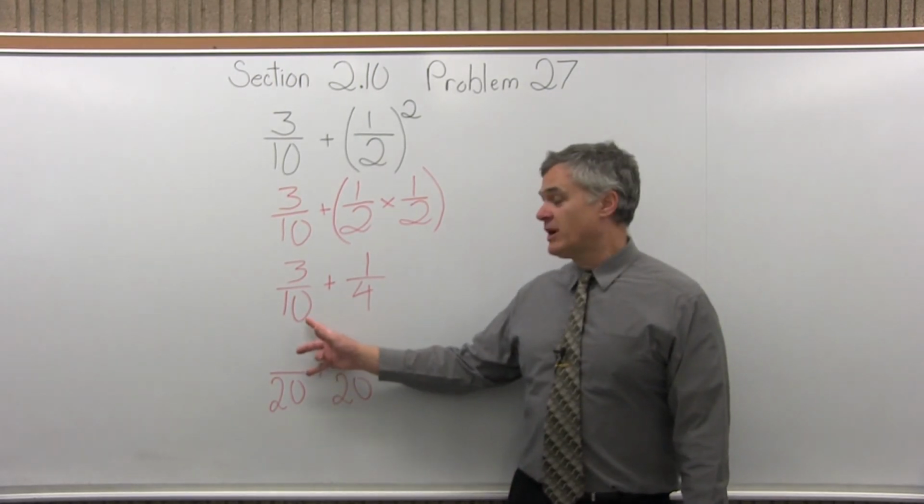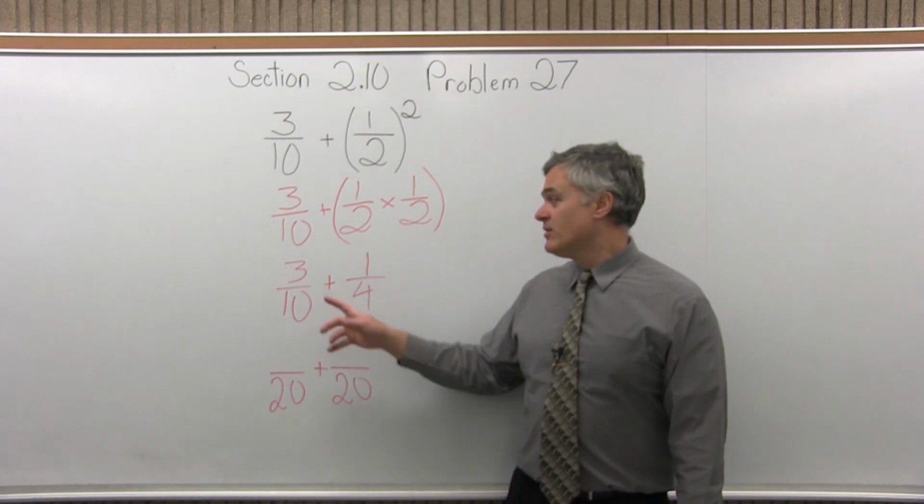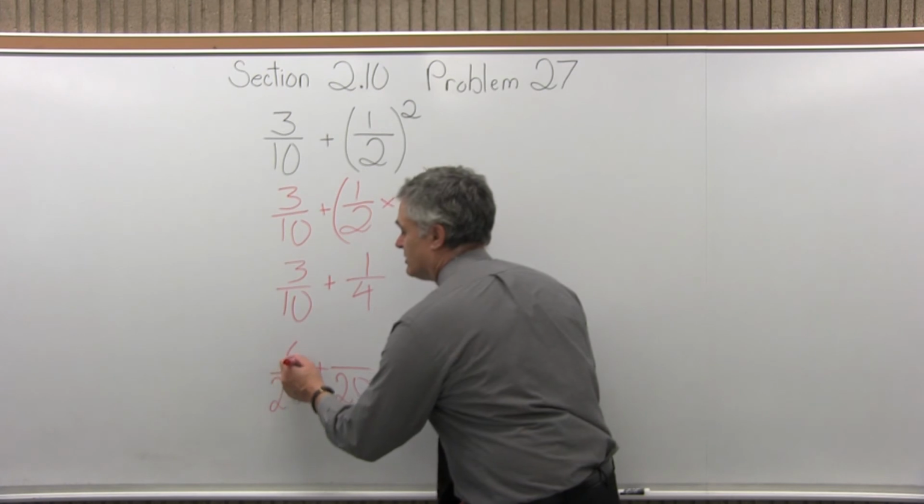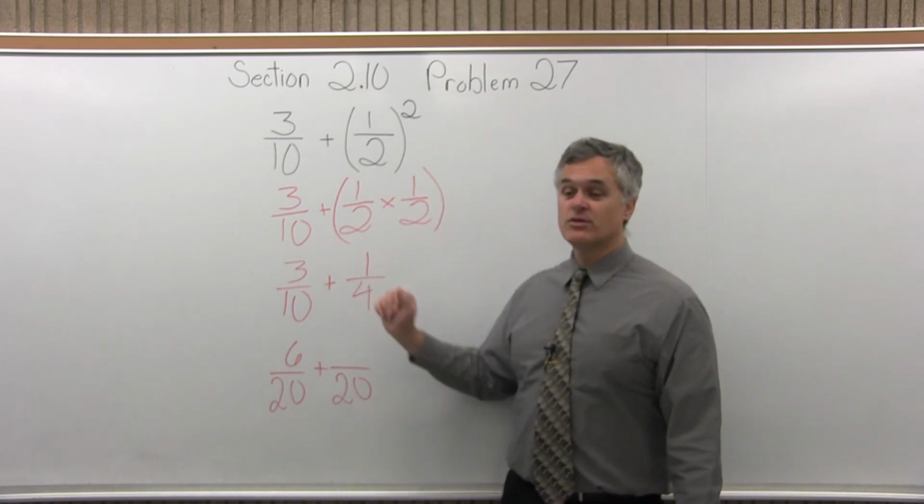10 times 2 is 20, so I have to multiply times the same value for the numerator, times 2. 3 times 2 would be 6. So 6 over 20 is equivalent to 3 over 10.